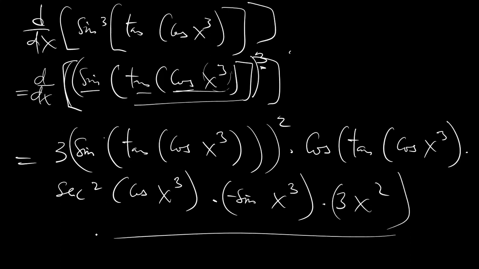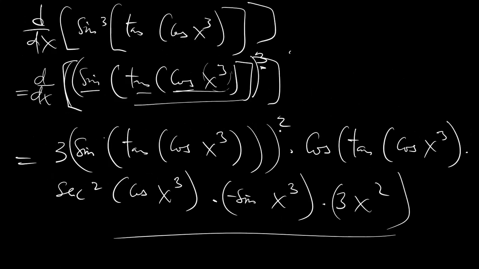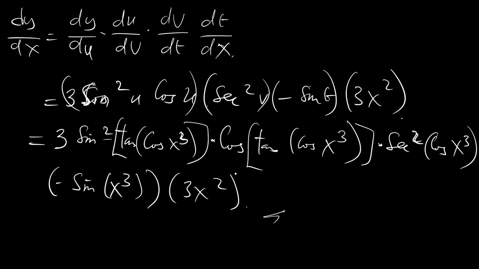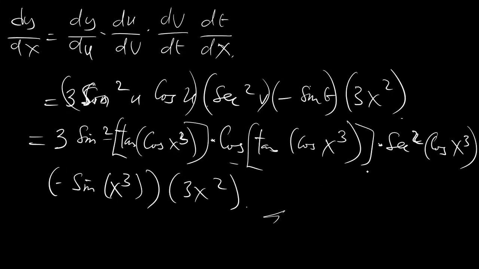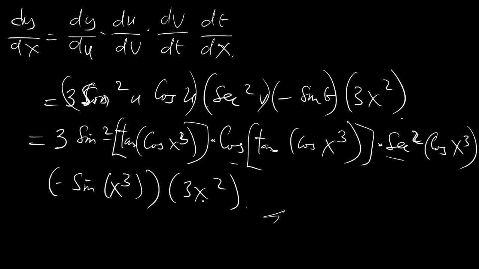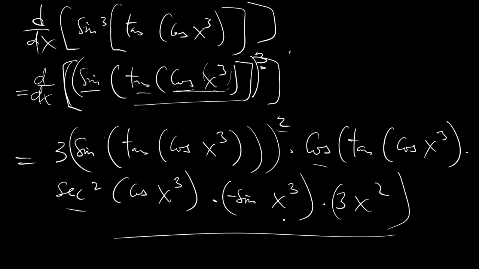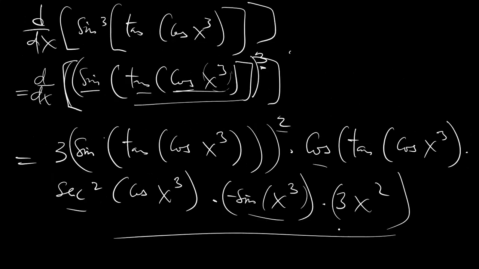So when you check, it's the same thing. This square is the same as this square here. This cos is the same thing here. This sec is the same thing. This minus is the same thing here. Then you differentiate the inside one, which is this. So that is the final answer.